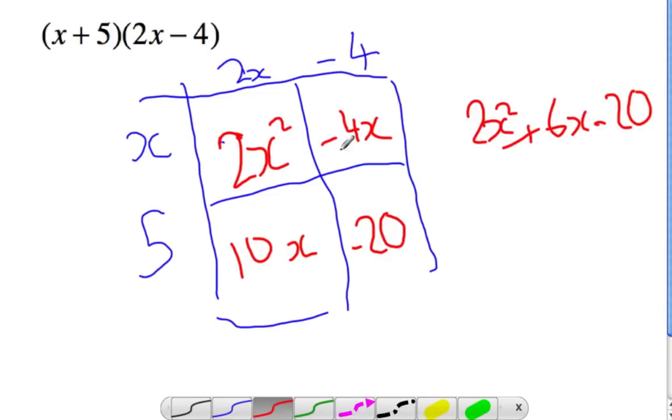So if we did FOIL, we'd have got these expressions as well, right? The first one would be 2x squared. The outside one is that one. The inside one would be that one, and the last one would be that one. So either method is fine.